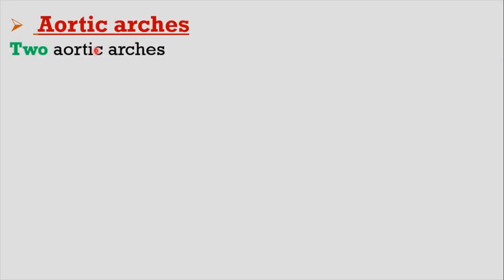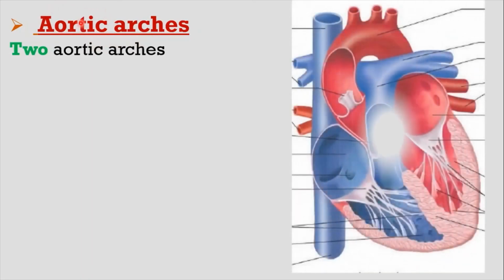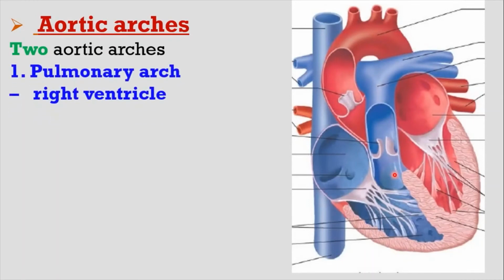Next part of internal structure of heart is aortic arches. What is the meaning of these aortic arches? Aorta means larger arteries. What is the function of these aorta? They bring blood from ventricles to different organs of the body. There are two main aortic arches.